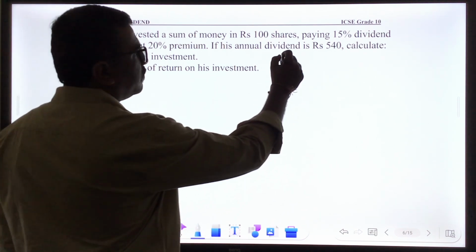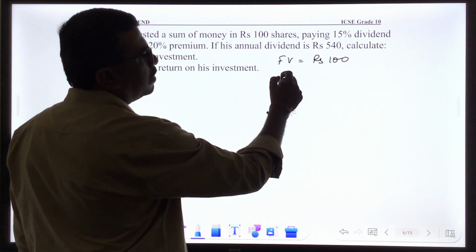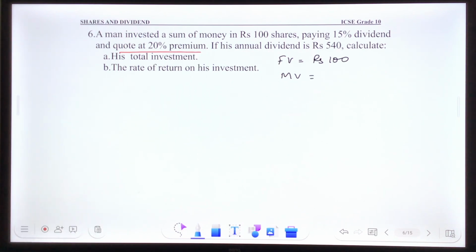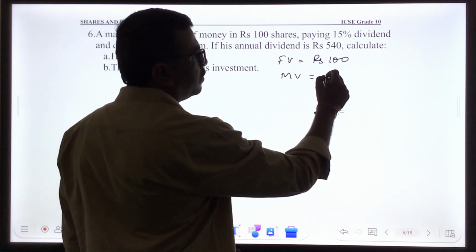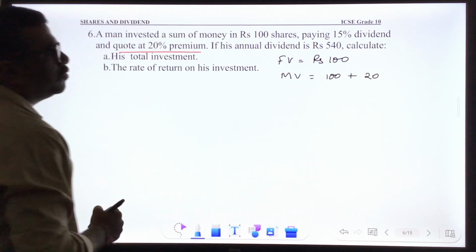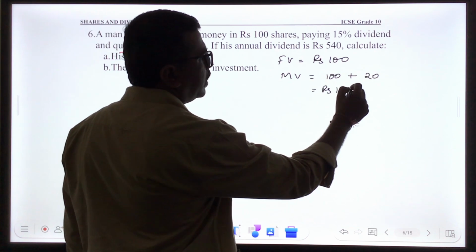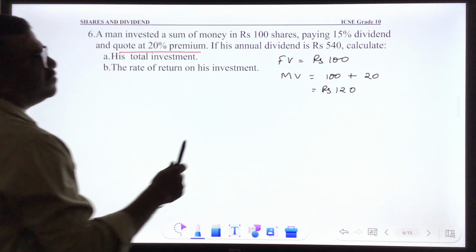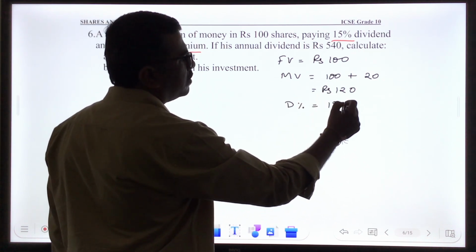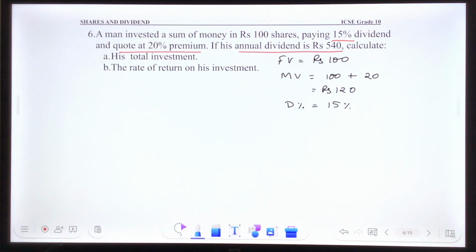So here we are given the face value of one share, that is rupees 100, and it is available at 20% premium. So market value will be 20% of 100 plus face value. So 20% of 100 is 20. So market value is rupees 120. The company is paying 15% dividend. So rate of dividend is 15% and he receives annual dividend of rupees 540.